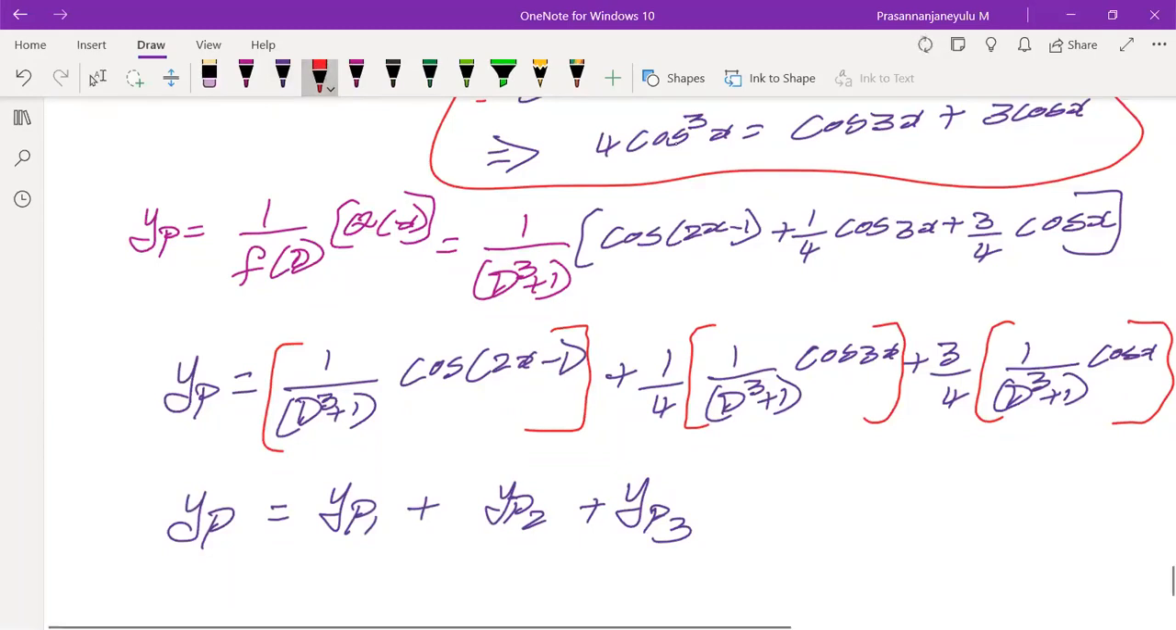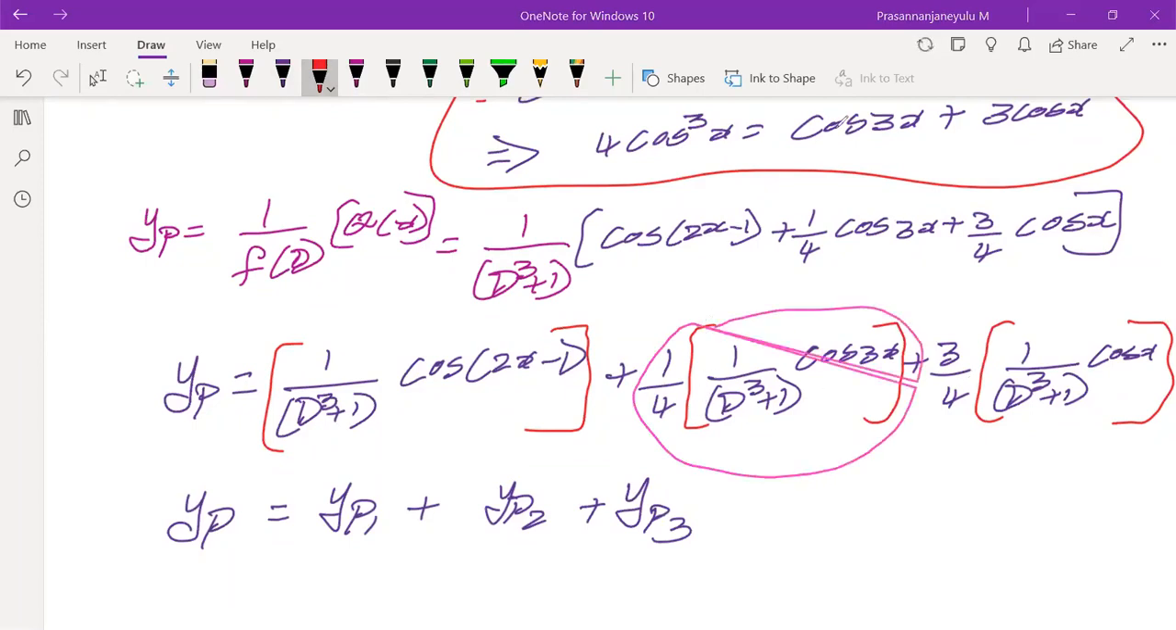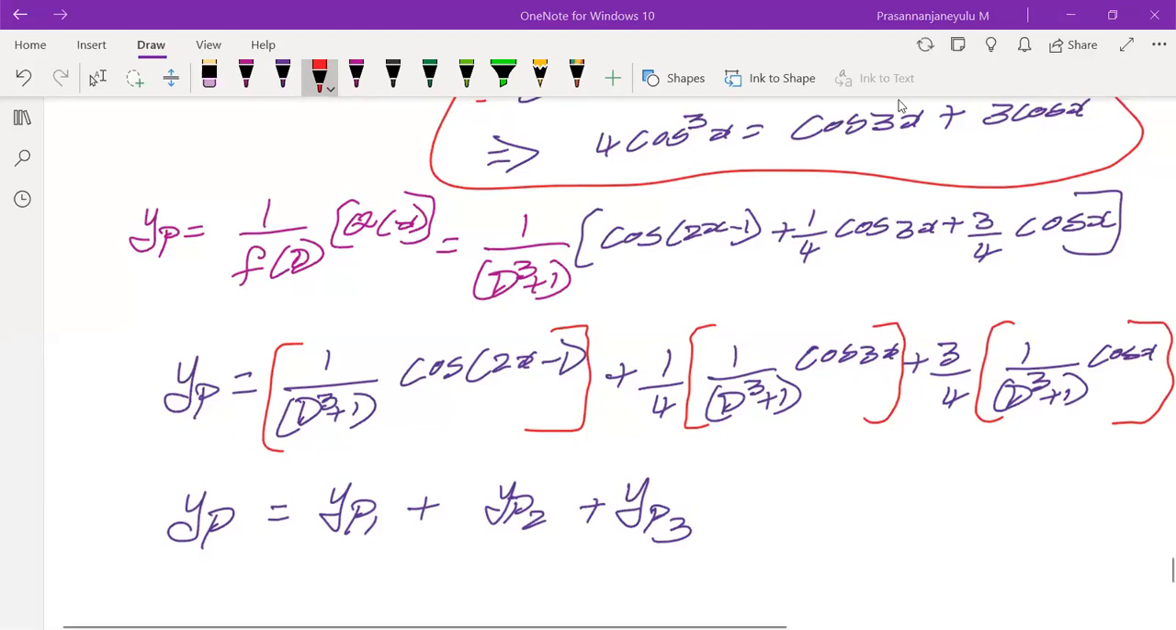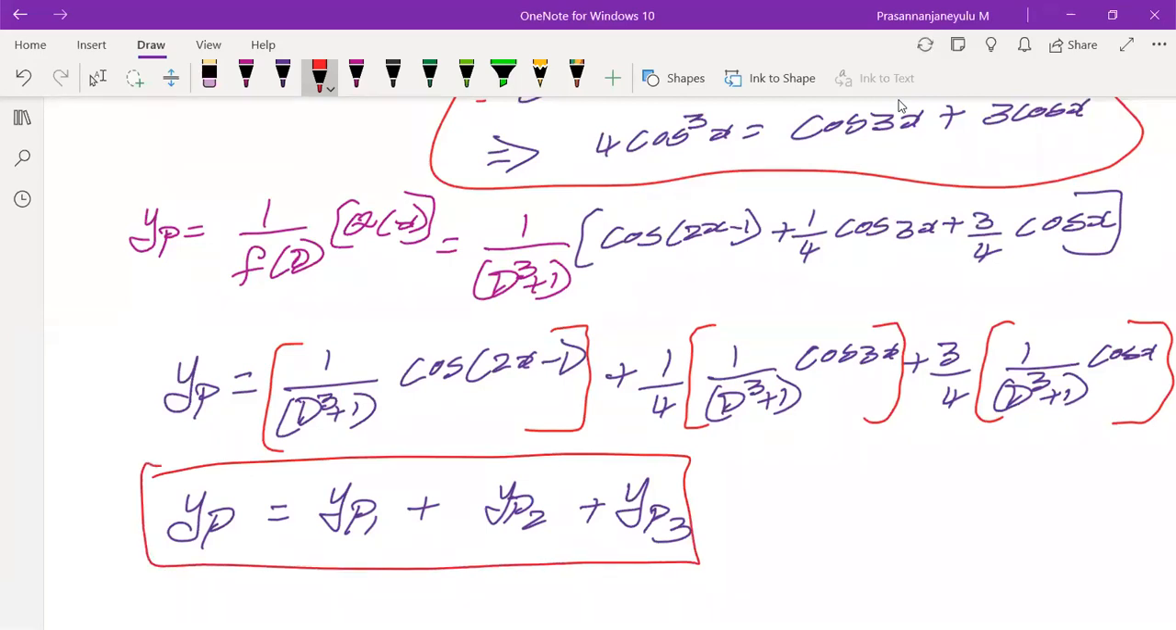yp2, shall we take yp2 as the total one including 1 by 4, or other than 1 by 4? Choice is yours. We will include yp2, including 1 by 4 or other than 1 by 4. You can speak. 1 by 4 include. Other than 1 by 4, sir. Other than 1 by 4.